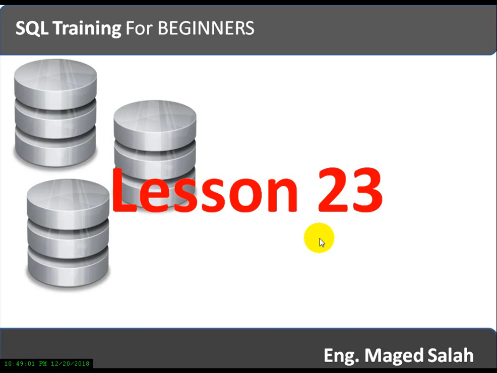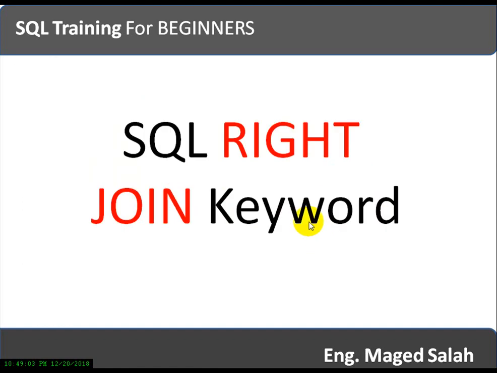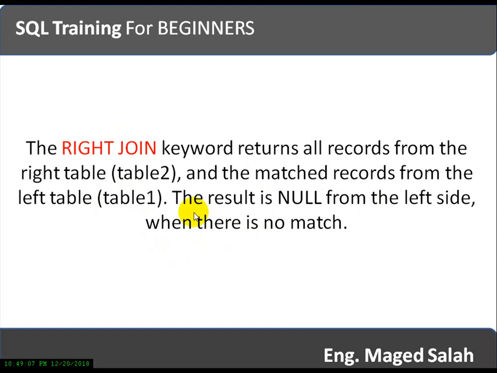Lesson 23. The right join keyword. The right join keyword returns all records from the right table, table 2, and the matched records from the left table, table 1. The result is null from the left side when there is no match.